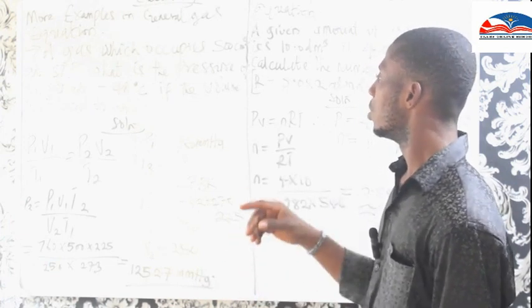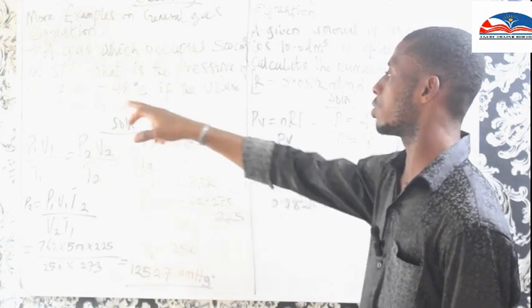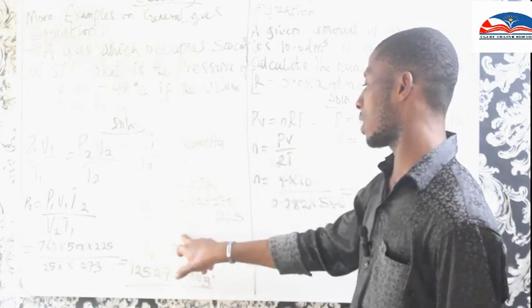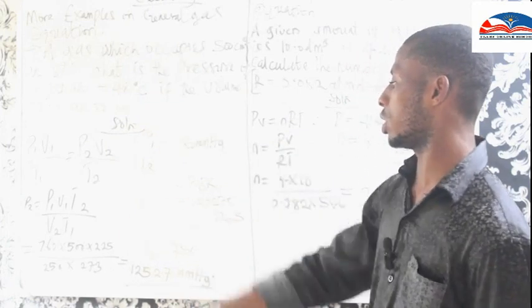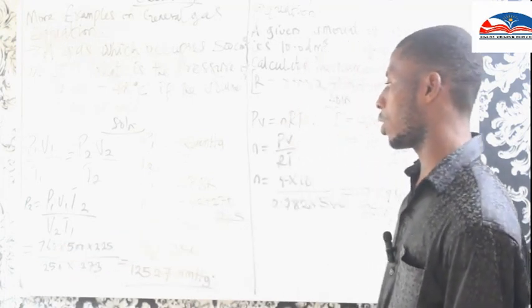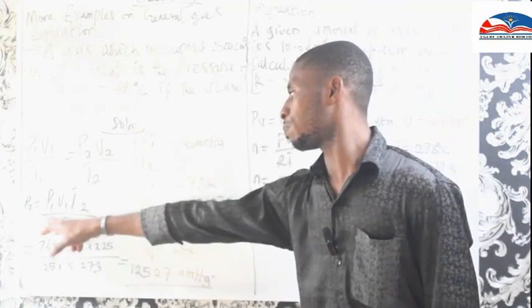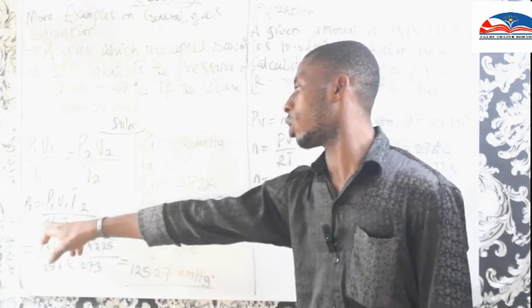Now, if the volume is reducing to half, half of the volume is 250. So I have V1 as 500 and V2 as 250. So let's put it into the figures we have here. So I have P1 V1 over T1 equals P2 V2 over T2.